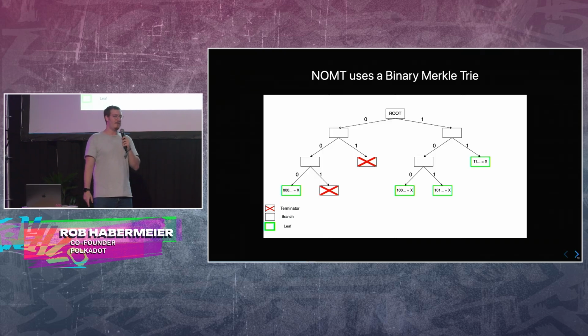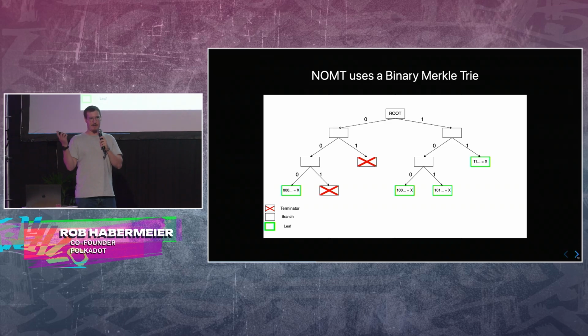We use a binary Merkle tree. It's simpler than the Merkle-Patricia tree of Ethereum and the modified version that's used in all the Polkadot chains. It's a very simple construction. It uses 3 kinds of nodes. You have branches, which have 2 nodes below them. You have terminators, which are just nodes that contain nothing. And then you have leaves, which encode a key value pair.